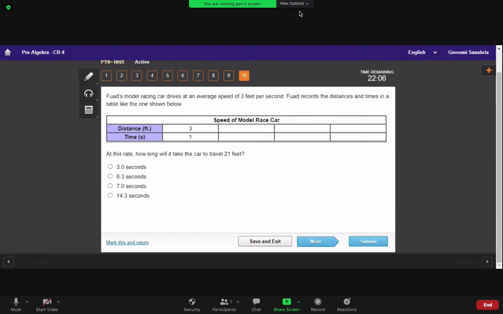All right. Well, I don't know how to say that name. FOD? I don't know. They got some weird names. A model racing car drives at an average speed of 3 feet per second. FOD records the distance and times in a table like the one shown below. At this rate, how long will it take the car to travel 21 feet?